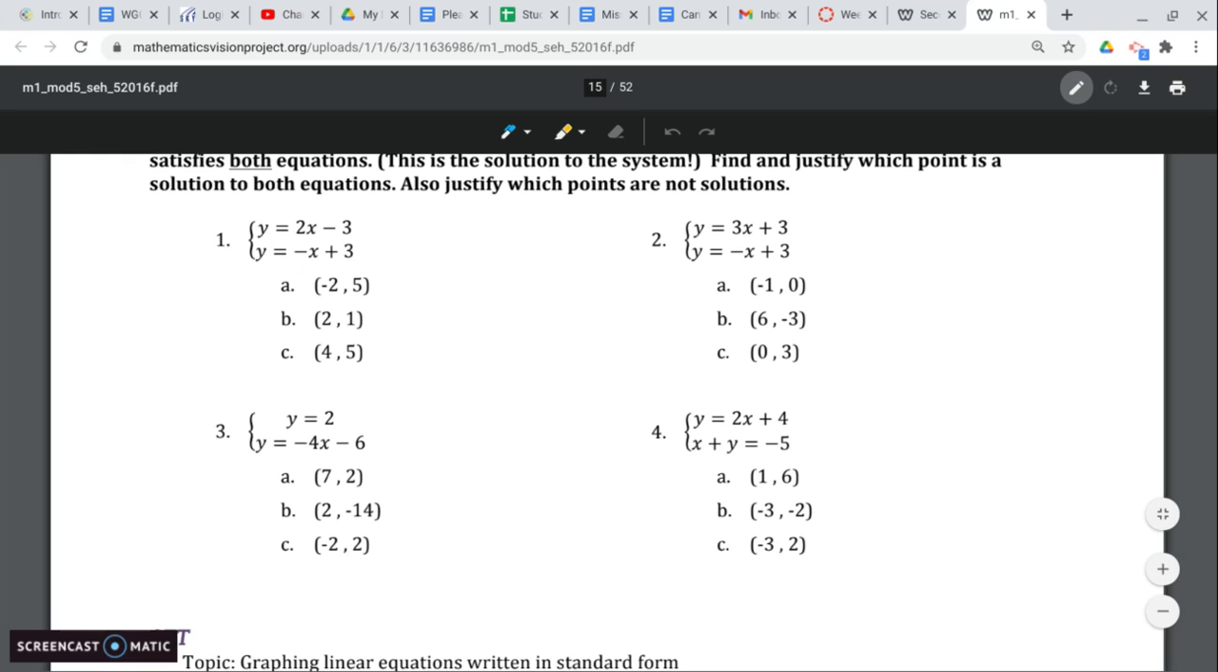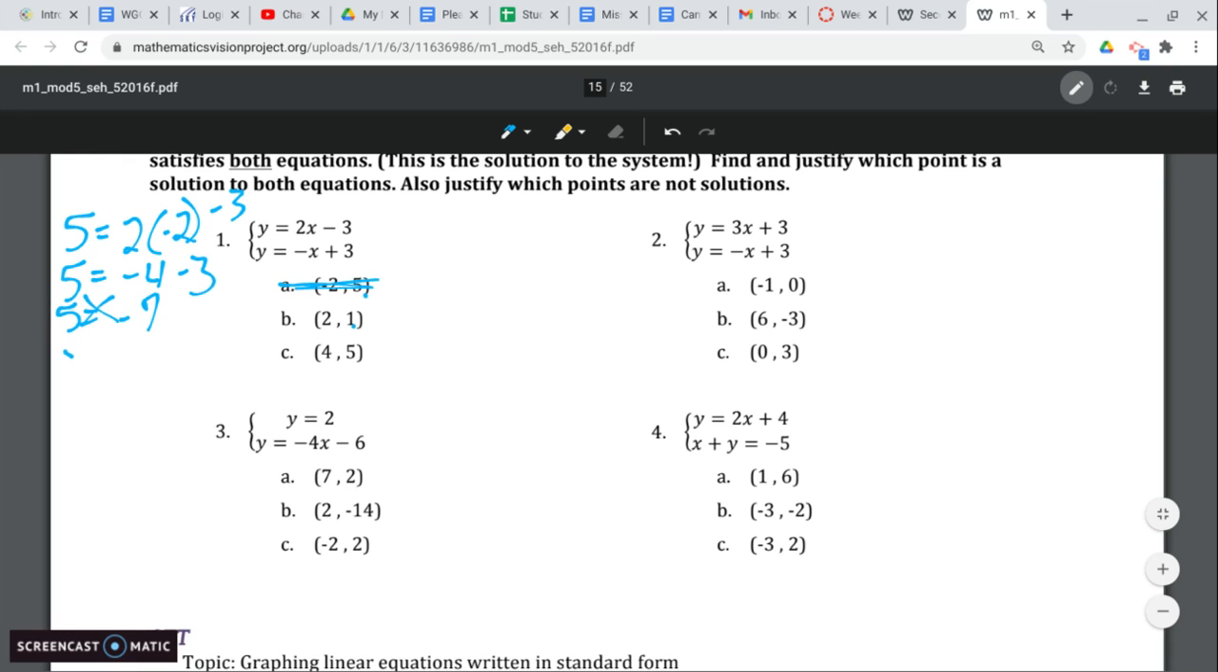So if we plug in negative 2, 5, 5 is our y value, so we're going to have 5 equals 2 times negative 2 minus 3. 2 times negative 2 is negative 4, minus 3. So negative 4 minus 3 is going to give us negative 7. Does negative 7 equal 5? No, so we know it can't be the first one. So now we're going to try B, same idea.